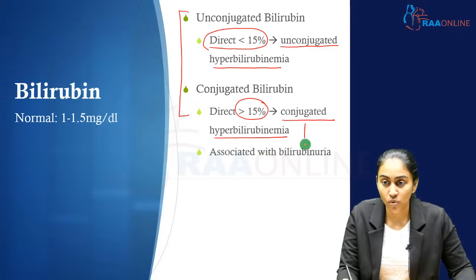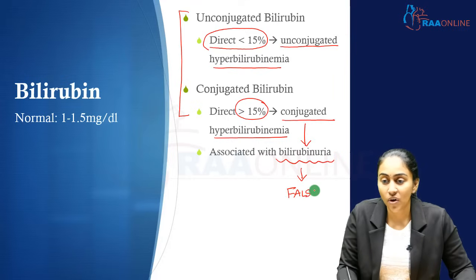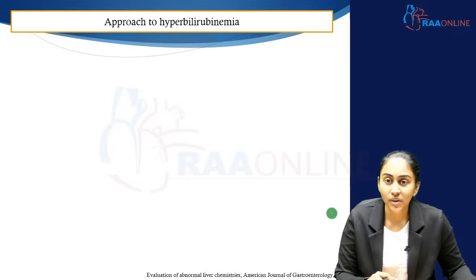And this is almost always associated with bilirubinuria. The only exception, false negative, remember, is because of the delta bilirubin. So, how do we approach a patient with hyperbilirubinemia?